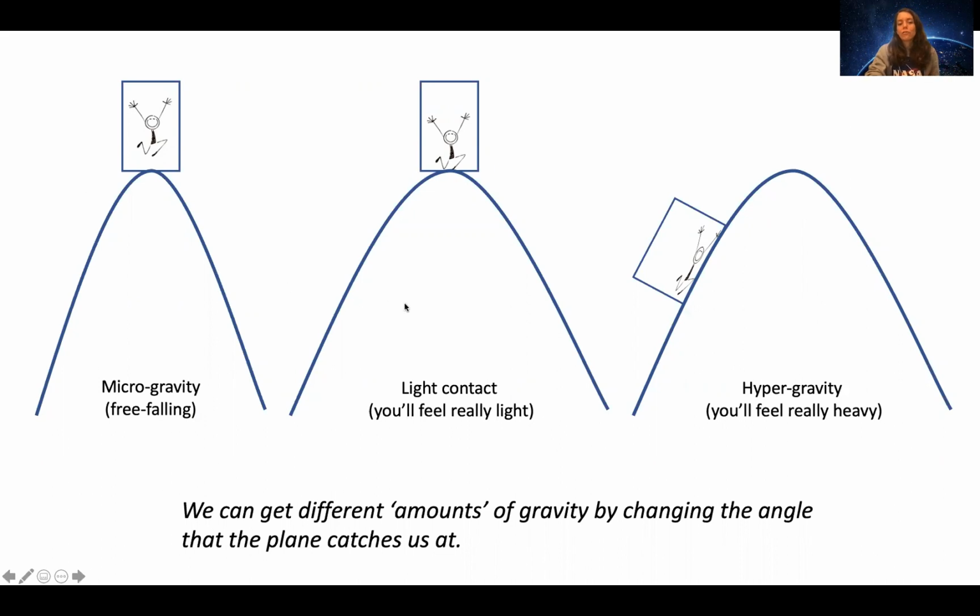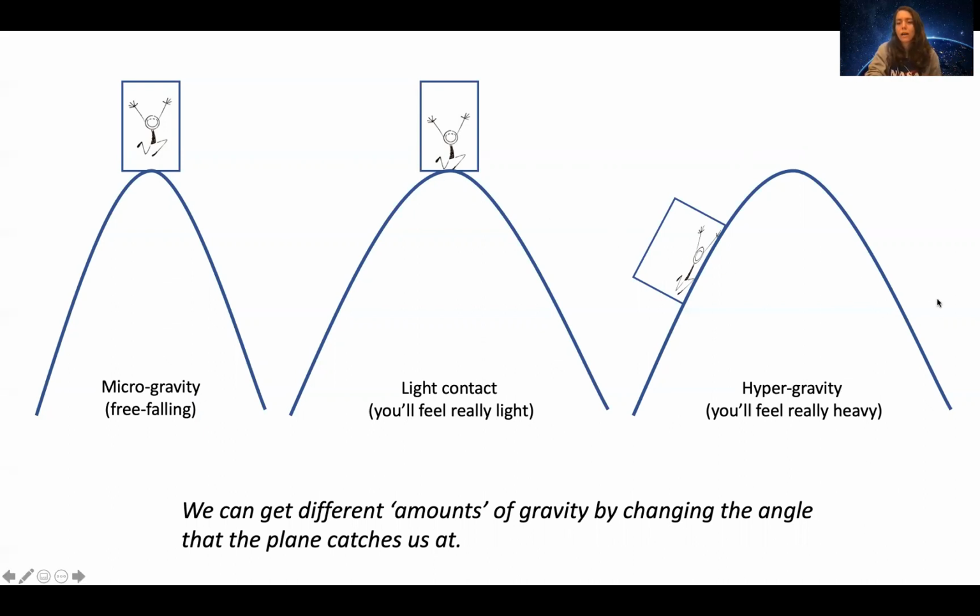Now, if you were to change the shape of that parabola and make it a little bit wider, now your body is falling at a rate that's just a little bit slower than the airplane as it's changing direction. So that means we feel like we're lightly touching the bottom floor of the airplane, and we feel like we're in light gravity, maybe like lunar gravity.